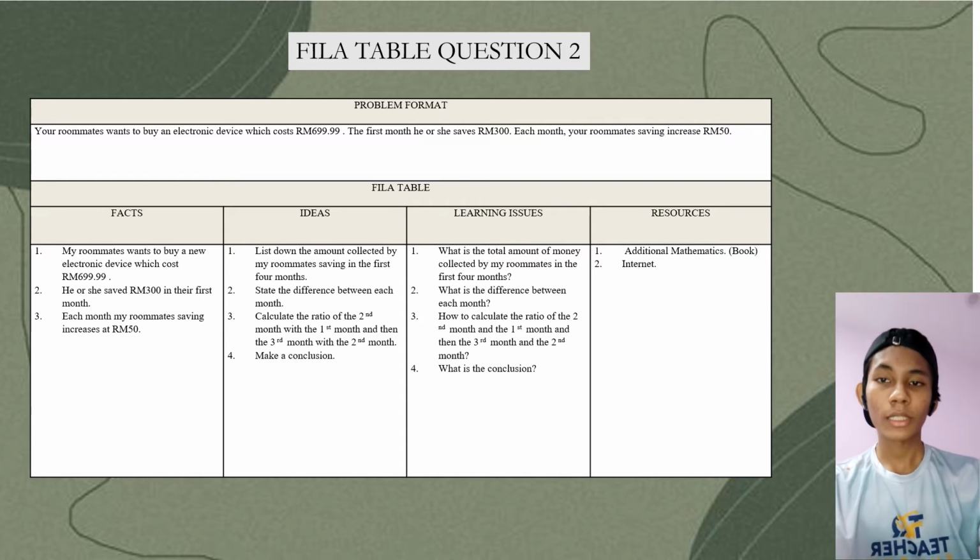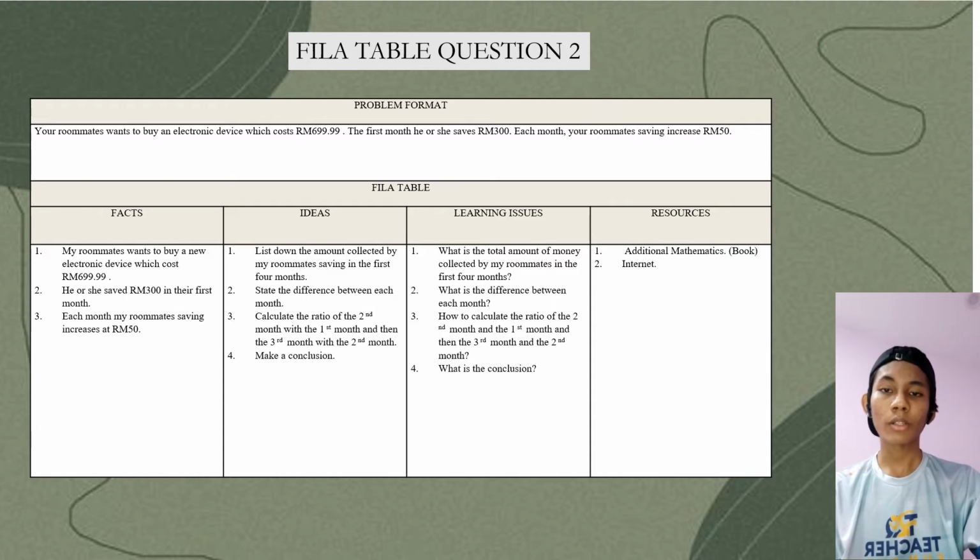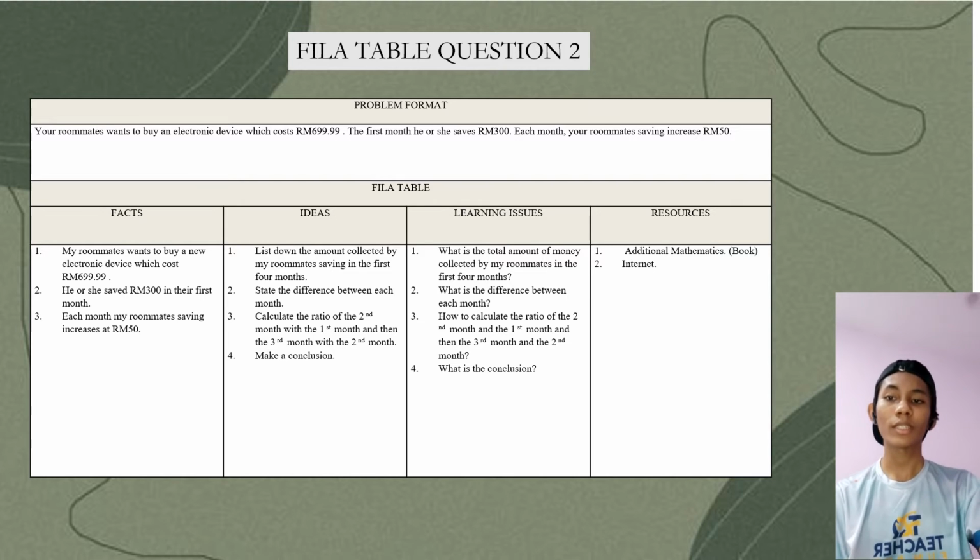The ideas for this question are: first of all, list down all the amounts collected by my roommate's saving from the first month until the fourth month. Number 2, state the difference between each month. Number 3, calculate the ratio of the second month to the first month and then the third month to the second month.